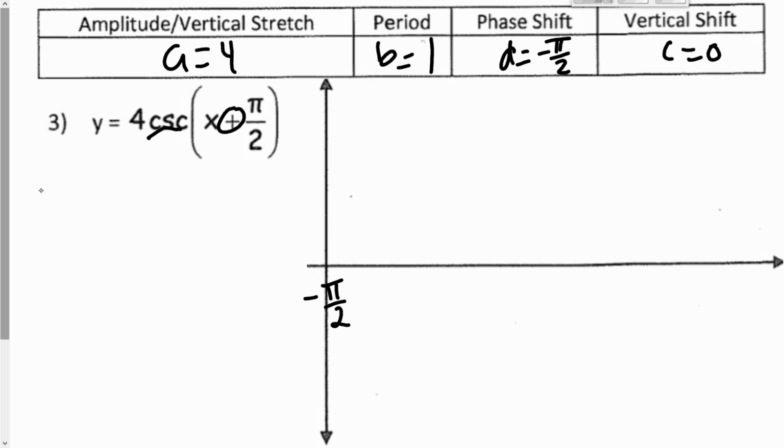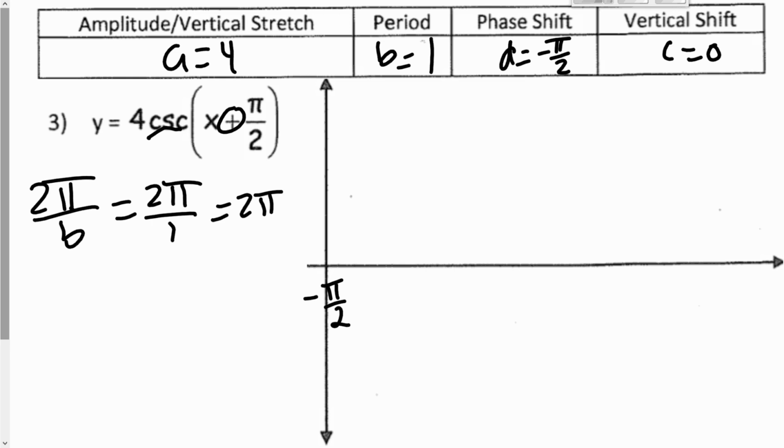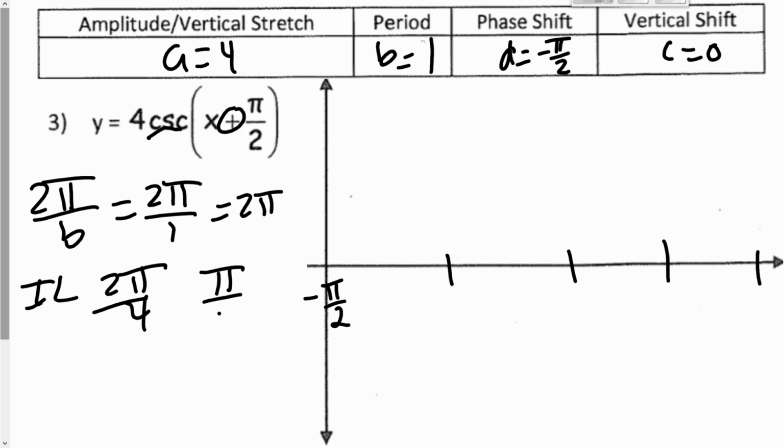So since our b is 1, that means our period should just be 2 pi, right? But I'm going from negative pi halves to, basically, from negative pi halves, I want to add 2 pi to that, and that would be where I end. Okay? And to find that interval length, you take that period and you divide it by 4. And so we get pi halves. So I want to add pi halves. So negative pi halves plus pi halves would be 0.